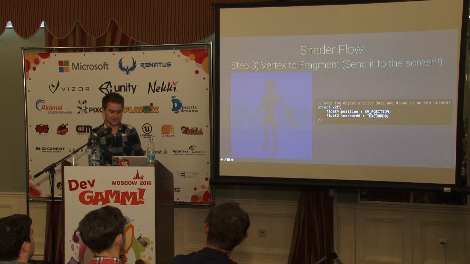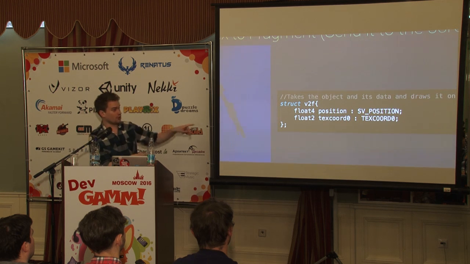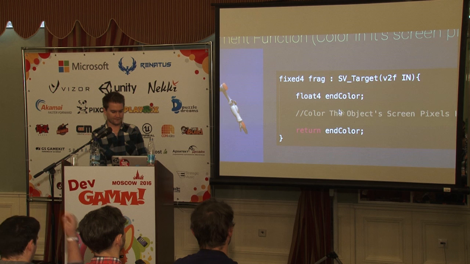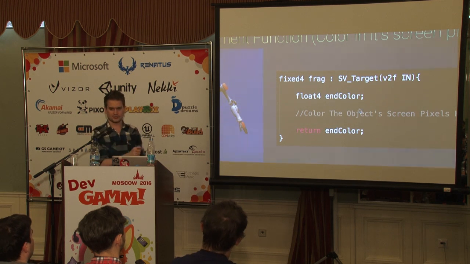We then have the vertex to fragment function, which takes the content that's in the vertex and takes a snapshot of it, and it needs to know on the screen where it is and things like that. I'll explain SV underscore later on. And then the next step is the fragment function, which takes the fragment passed in, and then you have to return the color of the pixel on the screen.